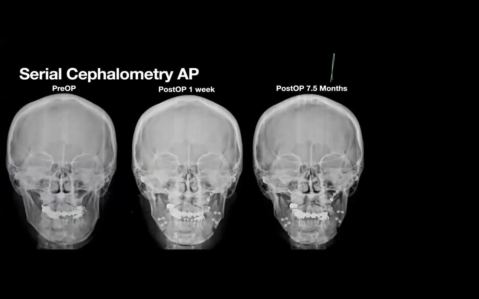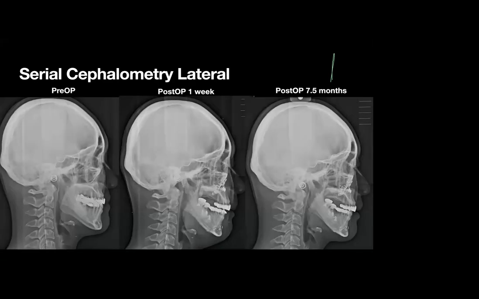So for a serial cephalometric image, the left hand side is before surgery. You see a very severe mandible deviation to the left. And in the middle is 1 week after, and the right hand side was 7.5 months after. Basically, I think the skeletal stability looks quite acceptable.